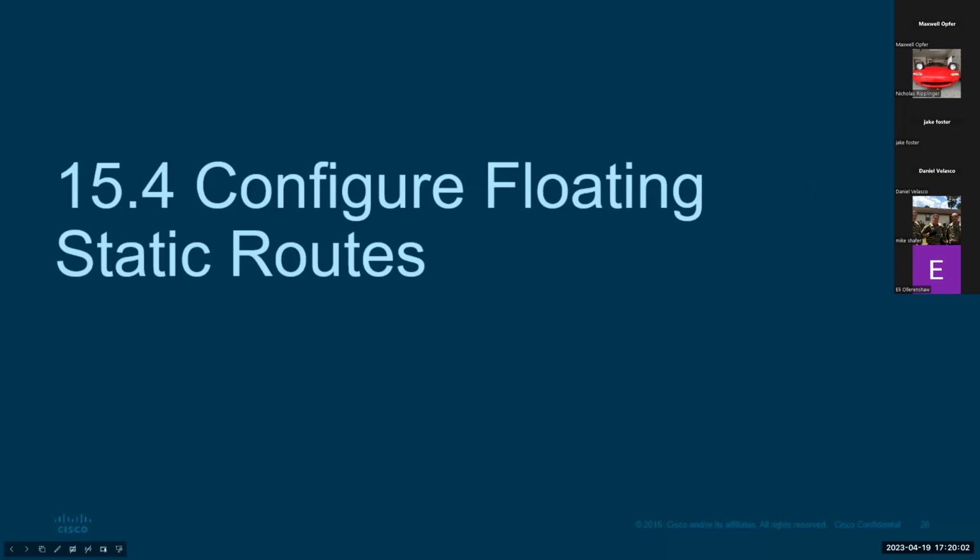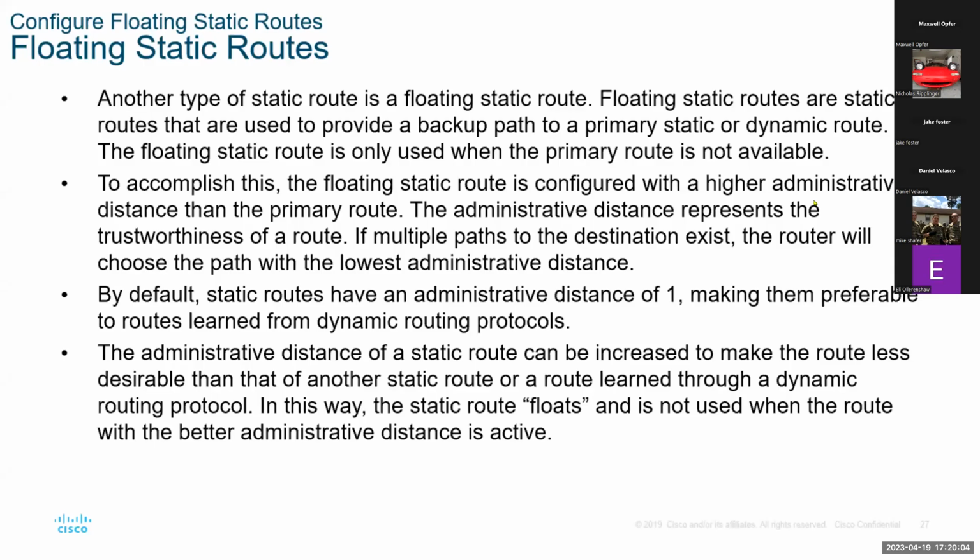Okay, configure floating static routes. Okay, floating static routes. So another type of static route is a floating static route. Floating static routes are static routes that are used to provide a backup path to a primary static or dynamic route. The floating static route is only used when the primary route is not available. To accomplish this, the floating static route is configured with a higher administrative distance than the primary route. The administrative distance represents the trustworthiness of the route.